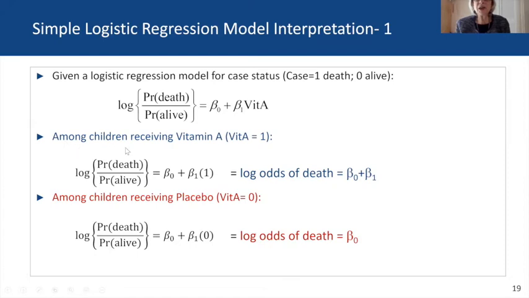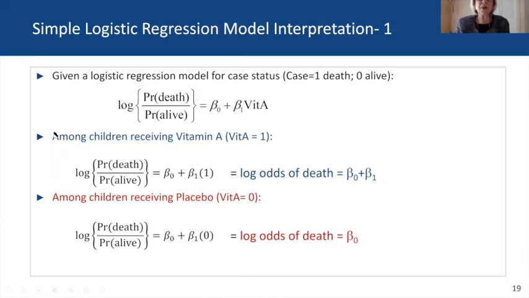So let's look just among children receiving vitamin A. That means the covariate vitamin A has to take on the value of 1. We can plug in that 1 for vitamin A and write the log odds of death equals beta naught plus beta 1. So in short, log odds of death equals beta naught plus beta 1 among children receiving vitamin A. And among children receiving placebo, we would substitute in 0 for vitamin A, and we would write the log odds of death equals beta naught among children receiving placebo.